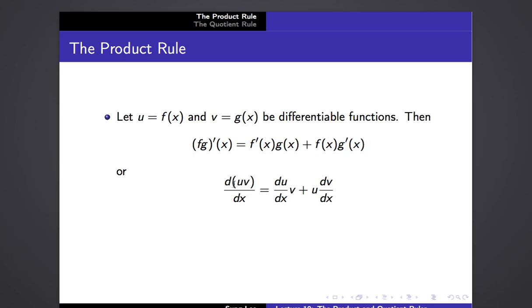So the derivative of uv with respect to x is the derivative of u with respect to x multiplied by v plus u times dv by dx. Okay, that's the product rule. Now the name makes sense, right? So how do we know this is true? The proof is not difficult. To show you that, let me move to my notepad.